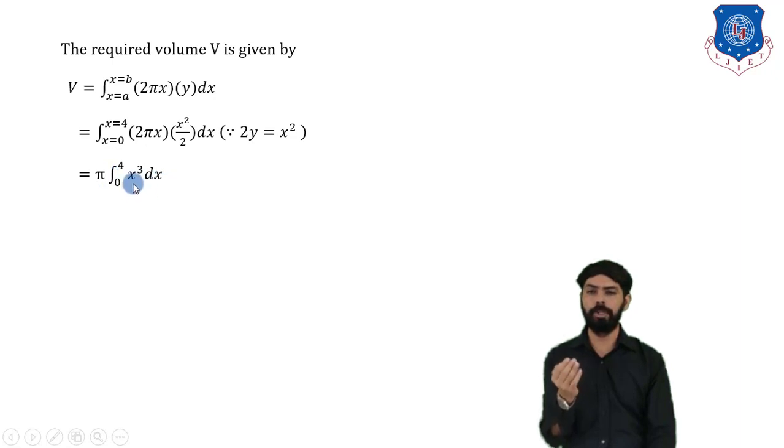Now we will have to take integration of x cube with respect to x. So it will be x raised to 4 divided by 4. So this will be pi into x raised to 4 divided by 4, and limit will be from 0 to 4. Now first of all we will replace x by 4, then minus we will replace x by 0. So here it will be 4 raised to 4 divided by 4. So it will be 4 cube minus 0, and value of 4 cube is 64. So this will be 64 pi. Therefore volume is 64 pi.